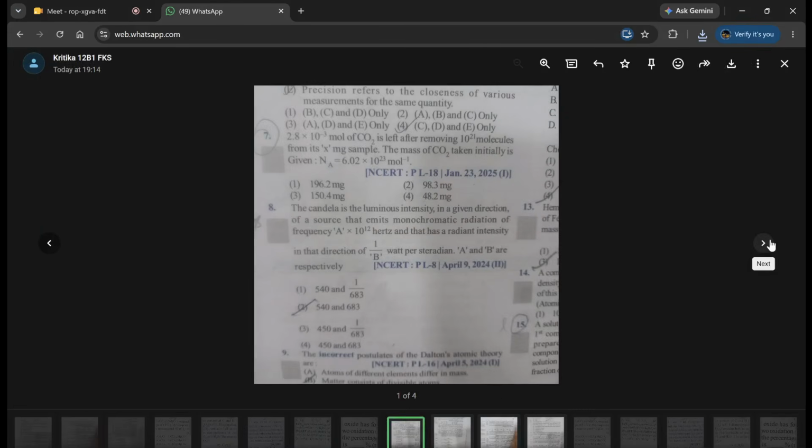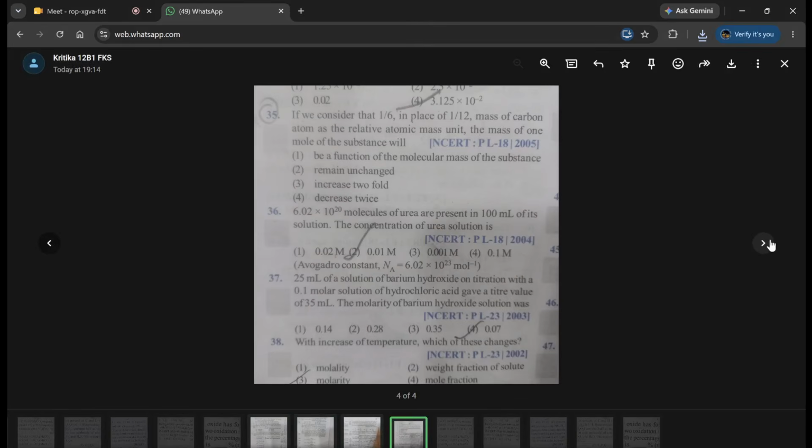Seventh is done, 15 done, 24 done, 35. If we consider this one, what is the problem? If 1 by 6th is taken in place of 1 by 12 of the mass of carbon as the relative atomic mass unit, then the mass of 1 mole of substance will, I guess, be unchanged, right? Why would it increase or decrease?